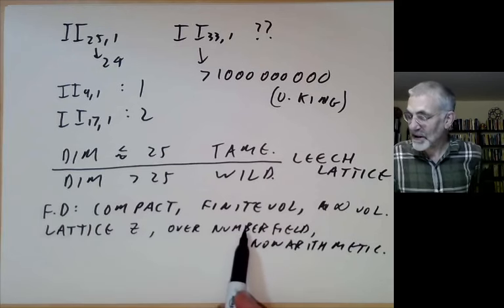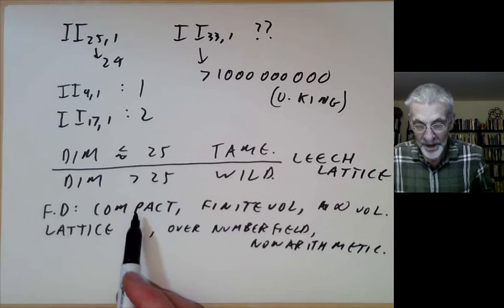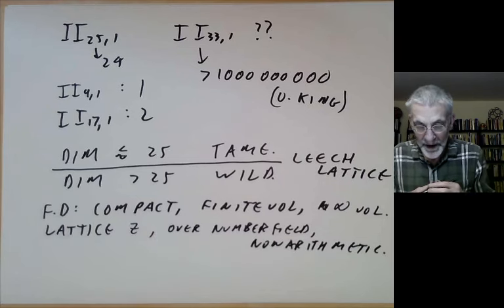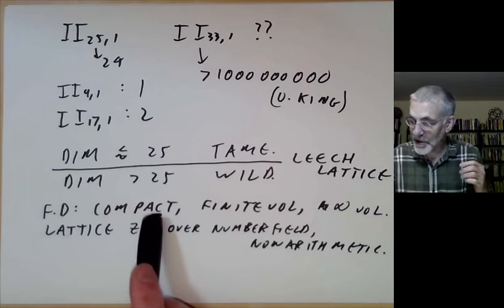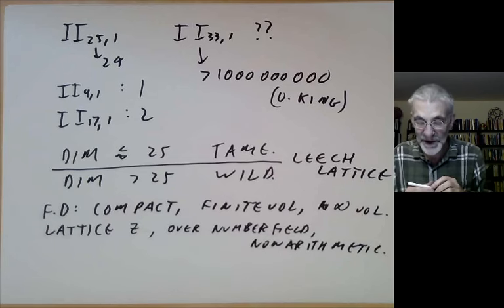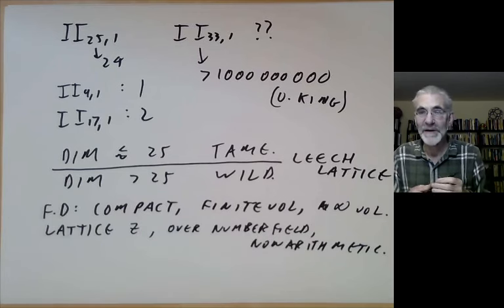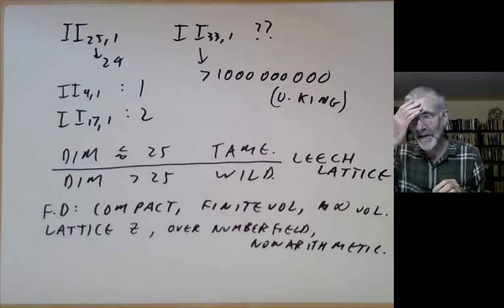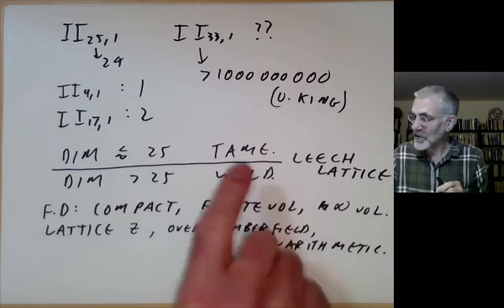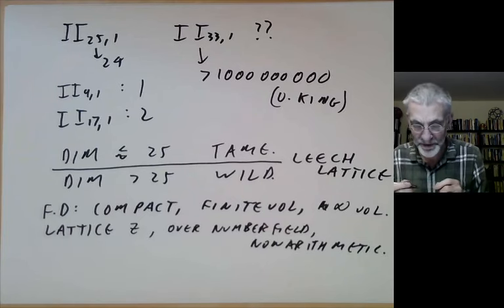There are some quite striking examples over number fields. In particular, the biggest known examples with compact fundamental domain were found by Bugayenko, and he was working over a number field generated by a square root of 5. His examples are still very mysterious. They're in about 8 dimensions, and I don't know how to relate them to this group here, although I suspect there might be some relation.